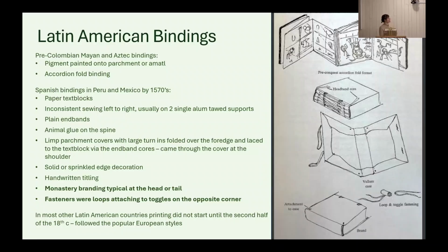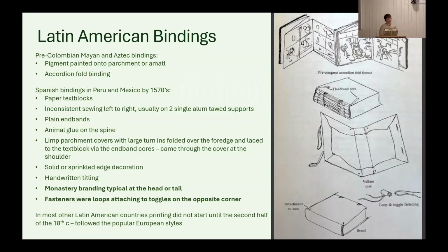But the Spanish bindings in the area tended to be paper. They tended to have inconsistent sewing, so kind of a quick and dirty version, but they were still obviously very stable because we have so many examples. The end bands tended to be fairly plain, no decorative elements. The covers tended to be parchment with no boards, and the parchment would be turned in on itself with quite wide margins that would help make them a little bit stronger. So think of it as almost double thickness. And then you had some edge decoration, hand titling. Again, a lot of these books were held in monastery collections, and so they would have been branded with a hot iron to sort of mark the property of each monastery. And they had a toggle and loop system to keep the board shut.